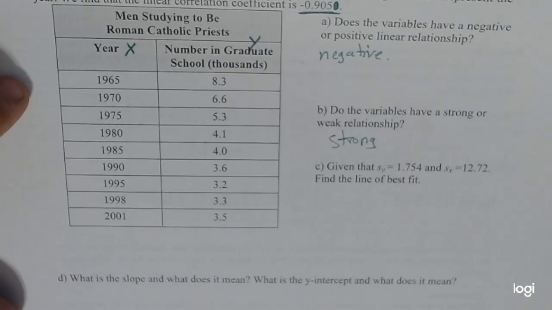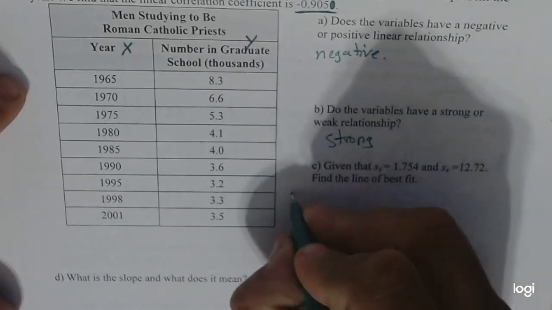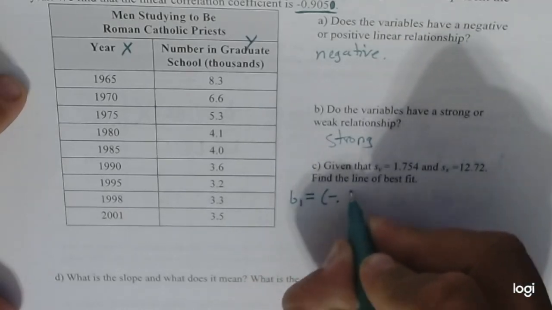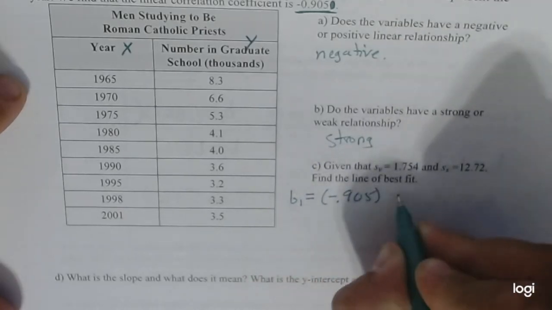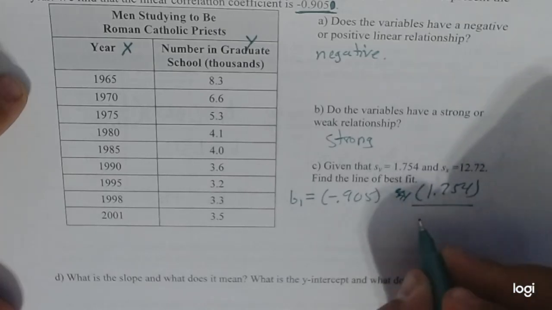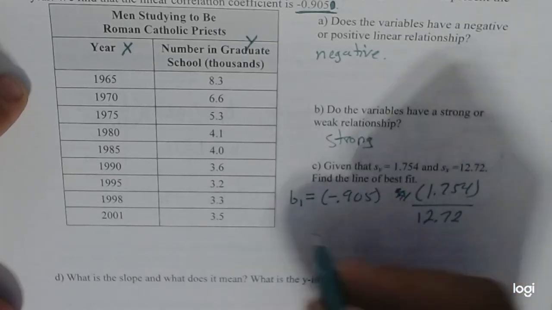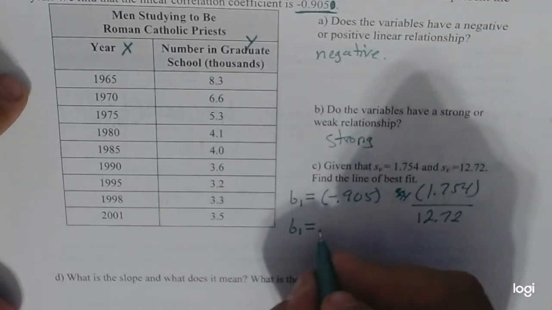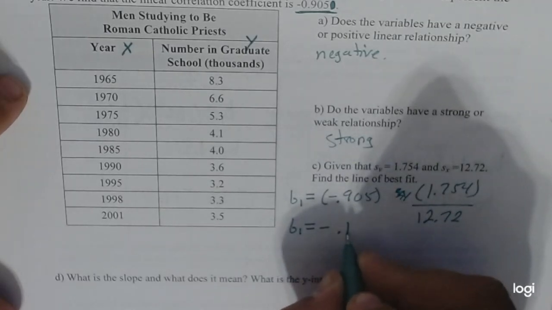The last part, C, says, given S of Y is this and S of X is that, find the line of best fit, or the regression line. First we find our slope, which is B1. That's R, negative 0.905, times S of Y, 1.754, divided by S of X, which is 12.72. So our B1 should be approximately negative 0.125.